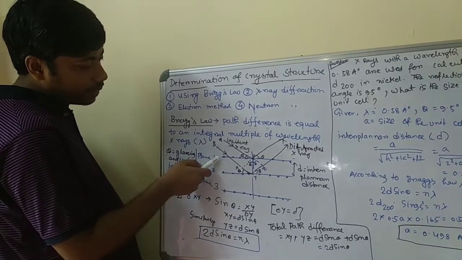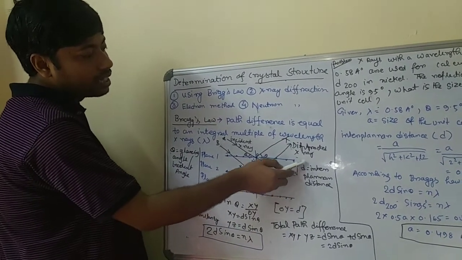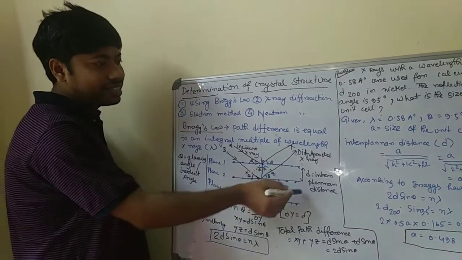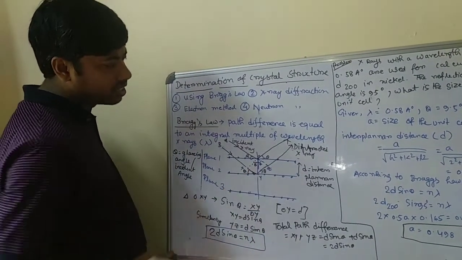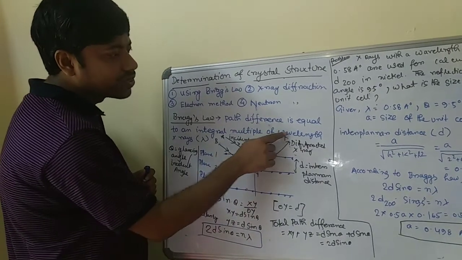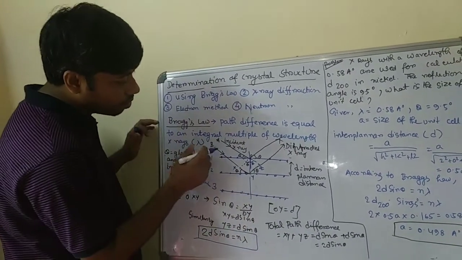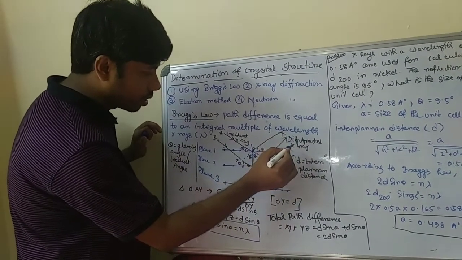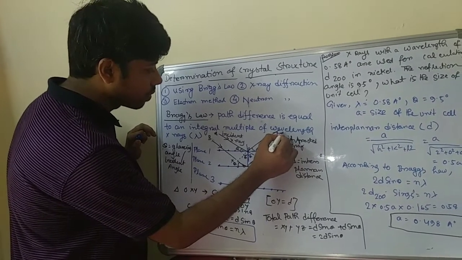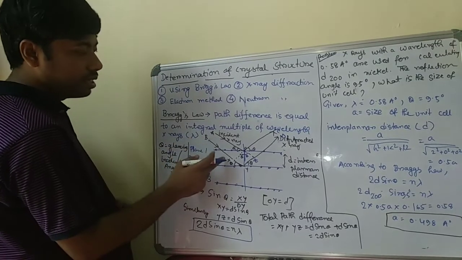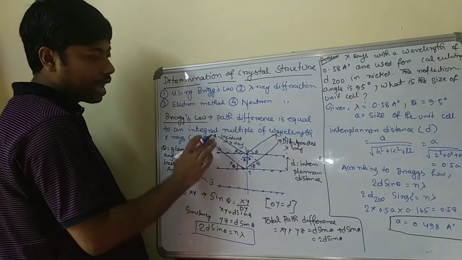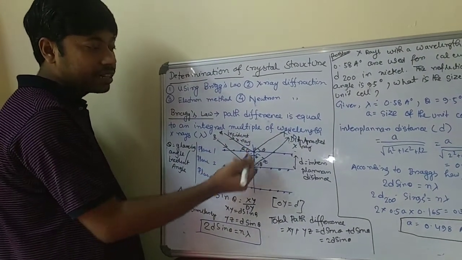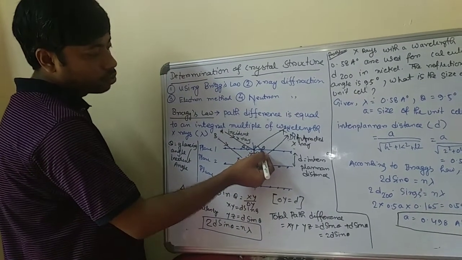Now these are plane 1, plane 2 and plane 3, and d is your interplanar distance, the distance between two planes, designated with small d. This is the incident X-ray and the deflected X-ray for plane 1. Similarly, for plane 2, this is the incident X-ray which we name B, and after deflection, the name is D. The deflected angle is the same as the incident angle, theta.